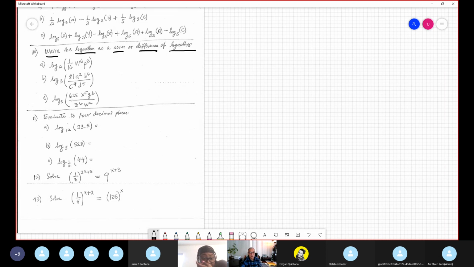Now we need to use a calculator. Logarithm of base 12 of 23.5. So now I make a decision in the calculator by using standard logarithm. Okay, let me try to show you how you put it in a calculator.